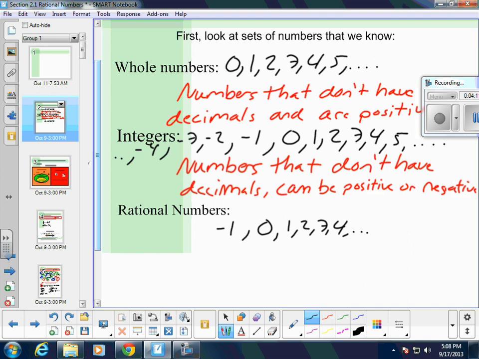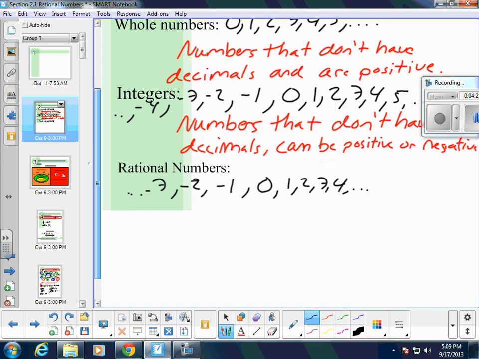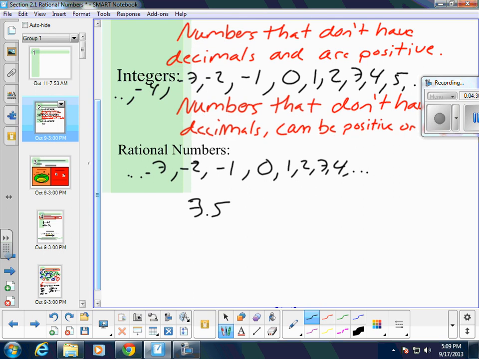0, 1, 2, 3, 4, -1, -2, -3. All these numbers fit in there as well. But rational also starts to add some other numbers, and I'm not going to make these fit in here because there's an infinite amount of them, but I'm just going to list some other examples that can work in here too. We start to add in decimals now into rational numbers. So stuff like 3.5, 0.5.